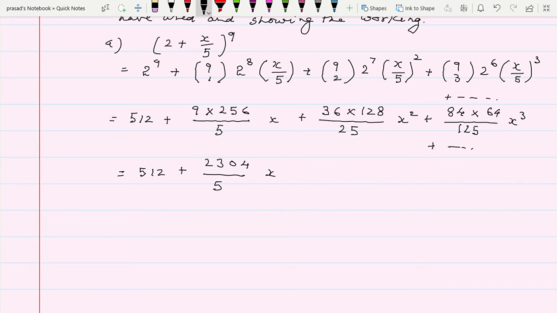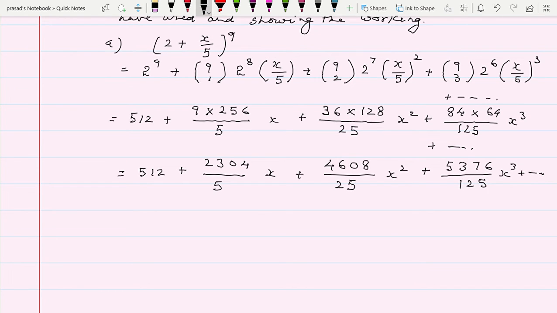Then the next term will be 4608 upon 25 x square. And the fourth term will be 5376 upon 125 x cube.